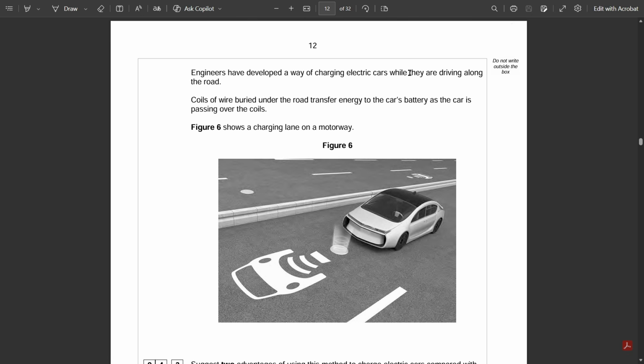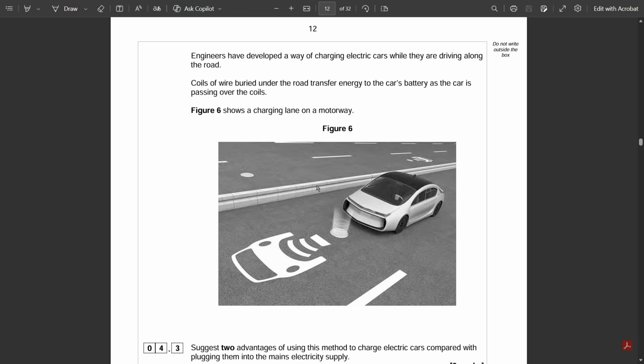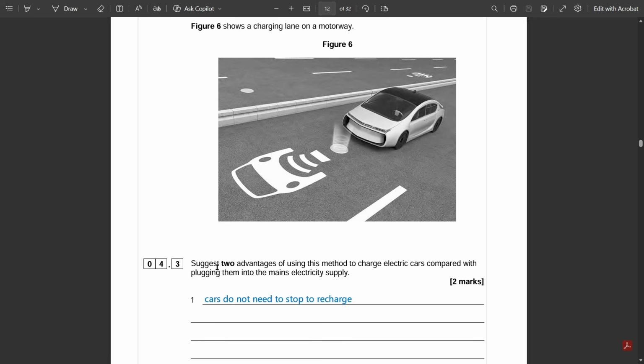Engineers have developed a way of charging electric cars while they are driving along the road. Coils of wire buried underneath the road transfer energy to the car's battery as the car is passing over the coils, and Figure 6 shows a charging lane on a motorway. These aren't real yet. So there are 2 advantages of using this method to charge electric cars compared with plugging them into the mains electricity supply.